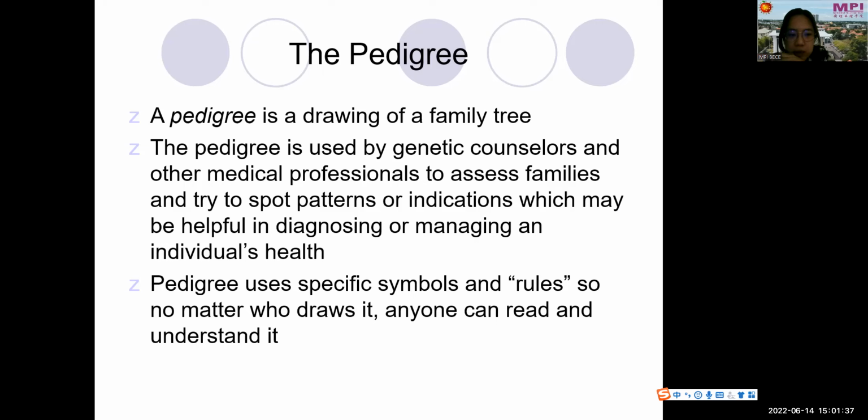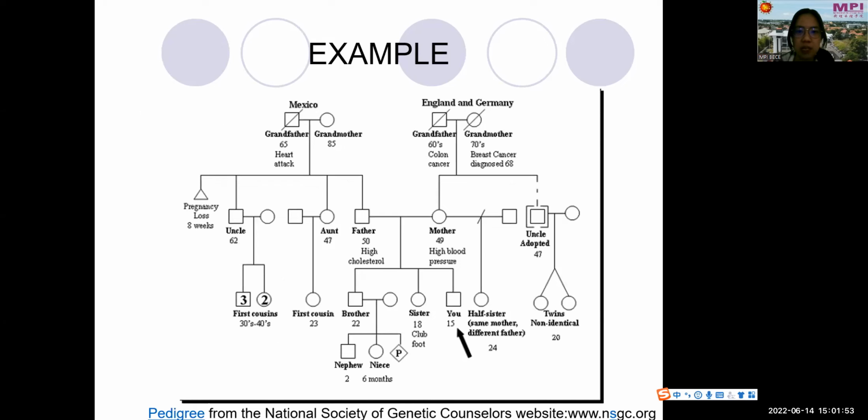Okay. Then usually, the family health history is the same as a genogram, which has specific symbols and rules. So no matter who draws it, anyone can read and understand those families. Okay, so this is a sample. It's mostly the same as a genogram.